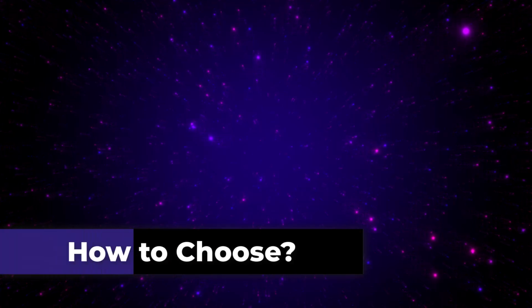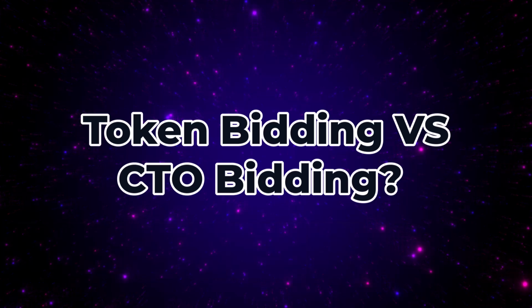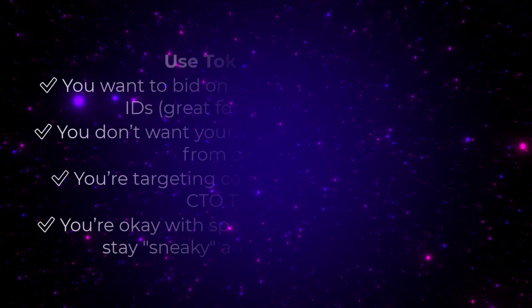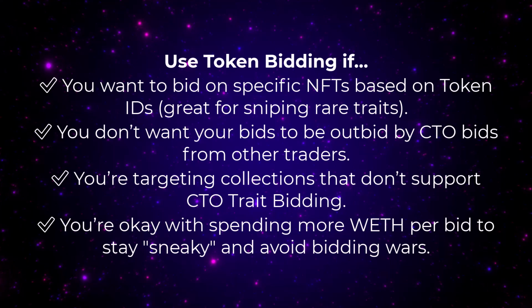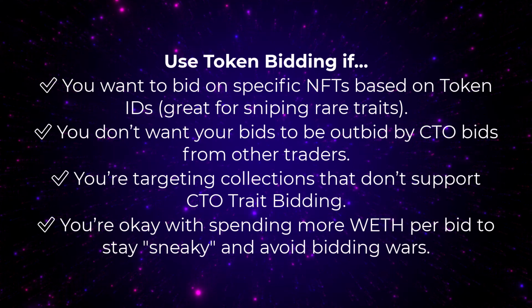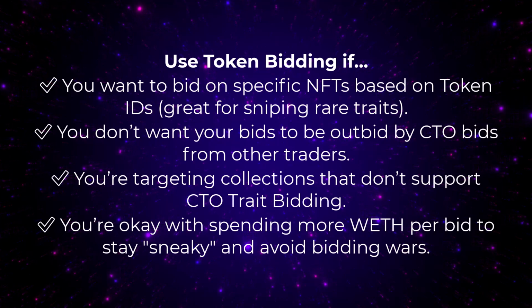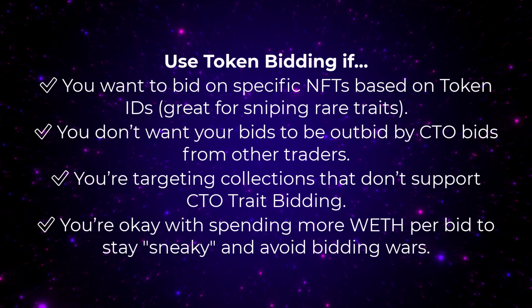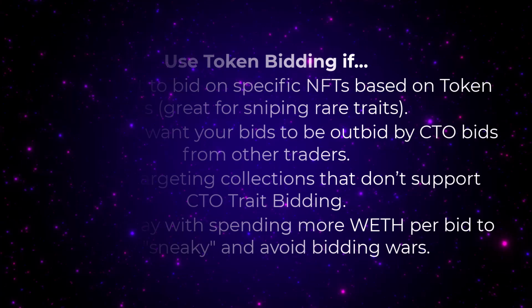How to choose between token bidding and CTO bidding. One of the most common questions we get is, should I use token bidding or CTO bidding? The answer depends on your goals and the market conditions. So let's break it down in a simple way. Use token bidding if you want to bid on specific NFTs based on token IDs, which is great for sniping rare traits. If you don't want your bids to be outbid by CTO bids from other traders, if you're targeting collections that don't support CTO trait bidding, and if you're okay spending more wrapped Ethereum per bid to avoid bidding wars.